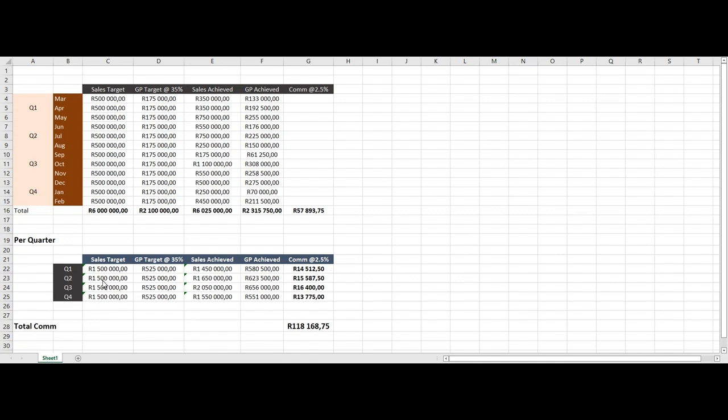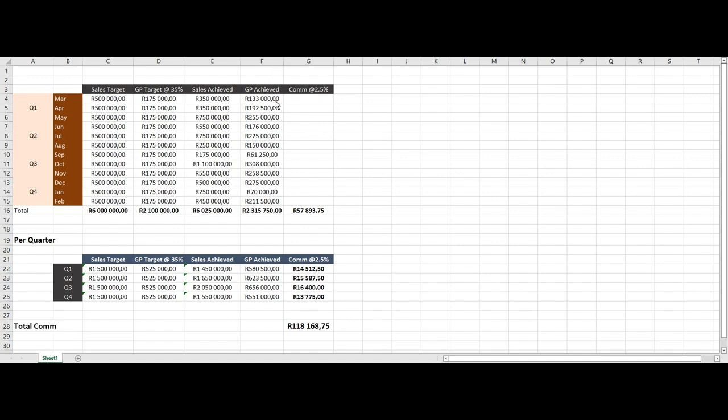Similarly, in quarter two, same sales target, same GP target. The targets are generally set through the year, and they increase on a yearly basis if need be. The sales achieved here was 1.6, nice, and the GP achieved was good as well; 2.5% on that gives you 15. So every quarter you have the opportunity of earning commission. The more you sell, you will still apply the 2.5% on that figure. So the more you sell, and the higher the profit you sell at, the more commission you're going to make. So these are the different commission payouts throughout the year.